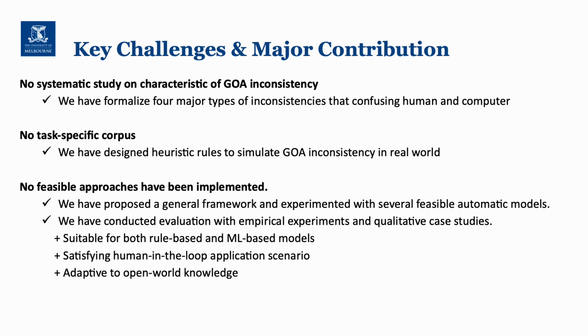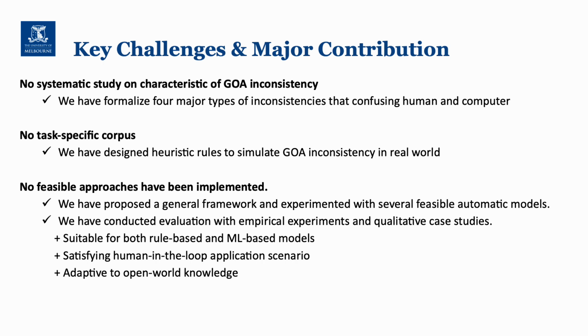The second challenge is there is no publicly available data with the annotation of typed literature-based inconsistency. It is infeasible to create such a dataset at this initial stage. To overcome this issue, we designed several heuristic rules to simulate typed inconsistency in the real world. The simulation is well accepted by expert curators. The last challenge is there is currently no existing approach or framework we can start or extend with. Thus, we propose a framework and top it up with both rule-based and machine learning-based automatic approaches. We ensure the design of this framework satisfies the human-in-the-loop curation scenario and is adaptive to open-world knowledge.